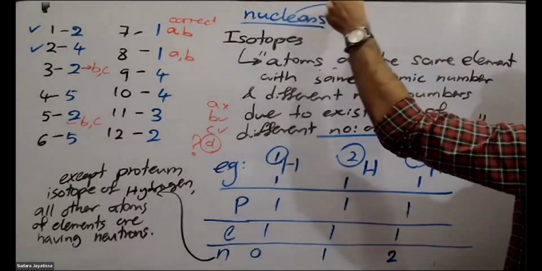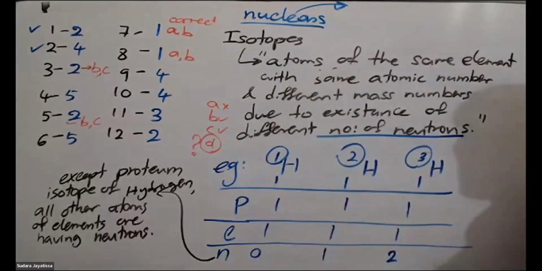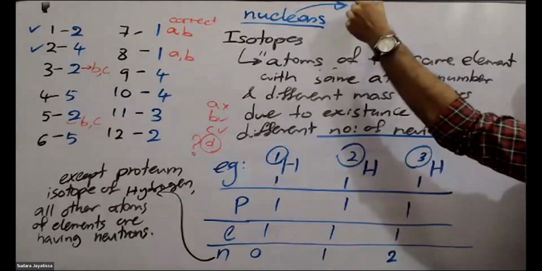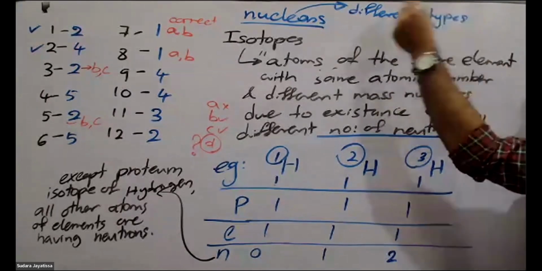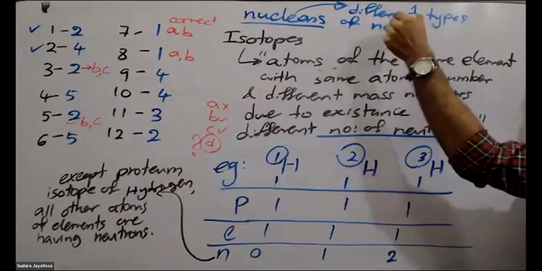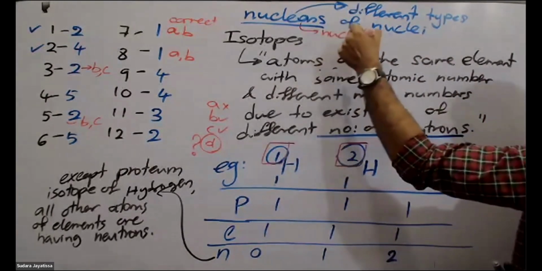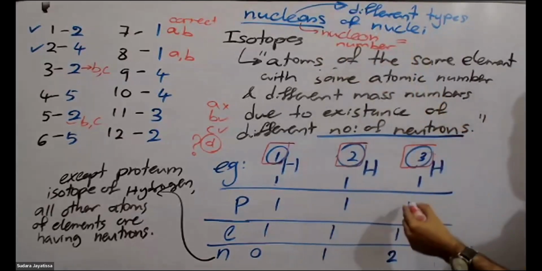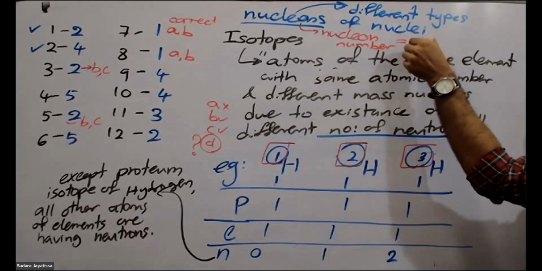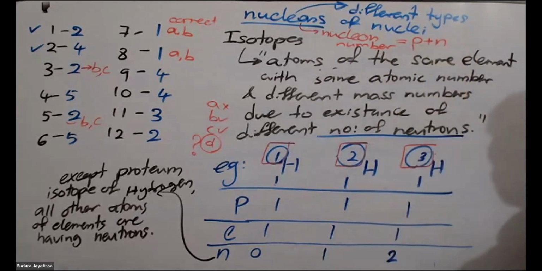So nucleons, it is a separate topic actually. If I just give you a small idea, nucleons are the different types of nuclei. Nucleon number is same as the mass number. It is representing number of protons and neutrons. So you can see in isotopes nucleon number is different.